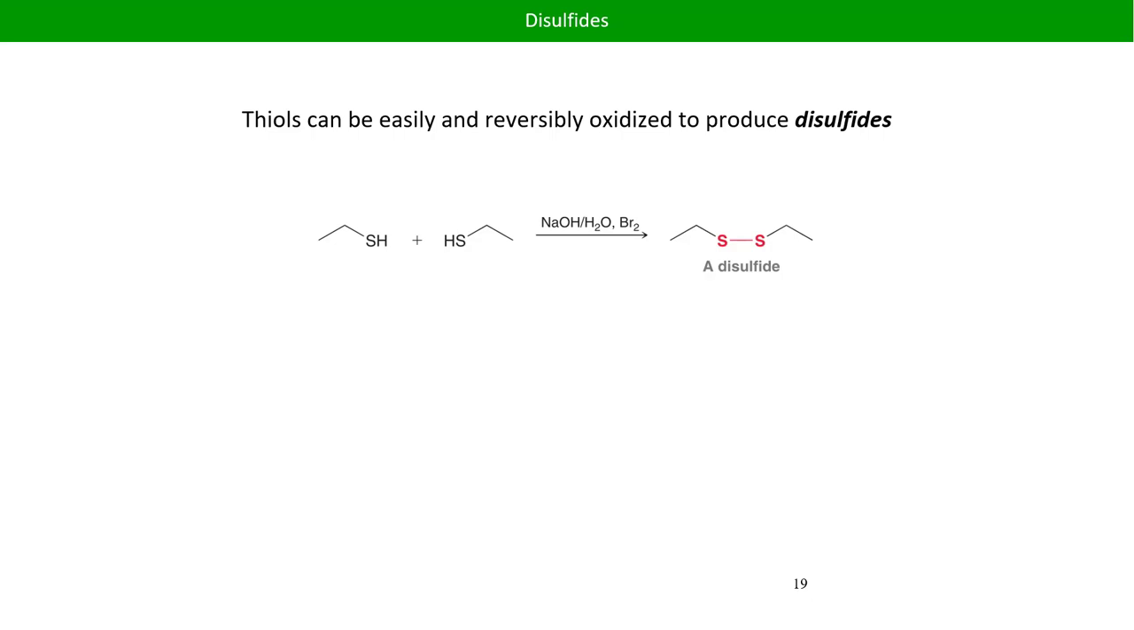This is really important in biochemistry because it's a way to link polypeptide chains together. It's like adding a safety pin, making a fold in a protein and then putting a carabiner on it to hold those two pieces together. It's not totally irreversible. You can undo it.